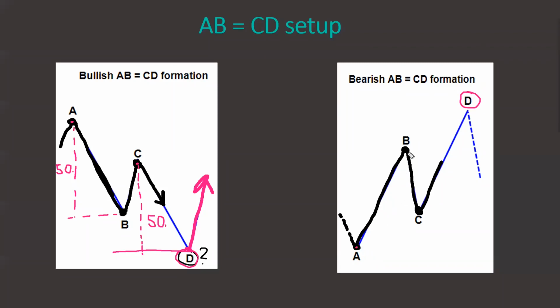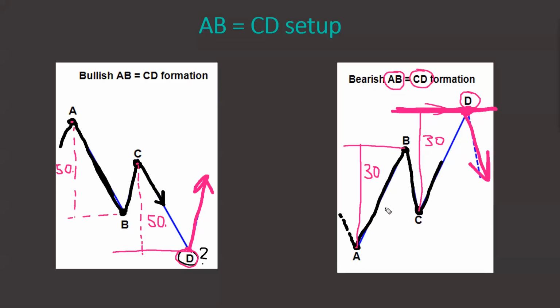So you measure the distance from A to B. Let's say in this case, for example, 30 pips, right? So from A to B, 30 pips. Then there is the C, and from C, you measure those 30 pips. And that's how you find the D. And the D is the place where you go short from, right? You go short from there. This is why the setup is called AB equals CD, because the distance from AB needs to equal the distance from C to D.